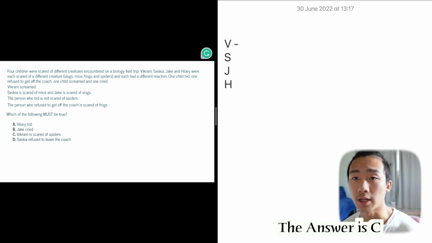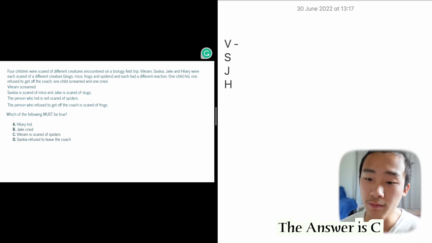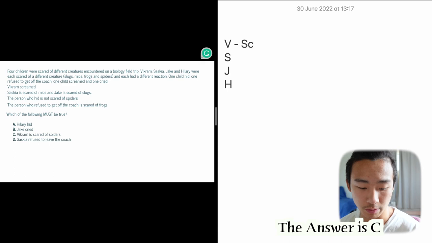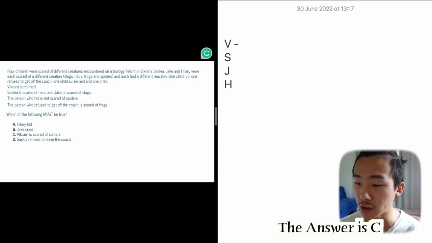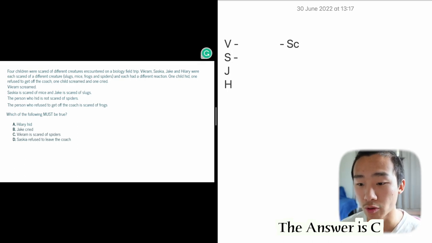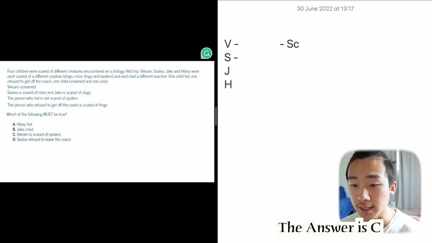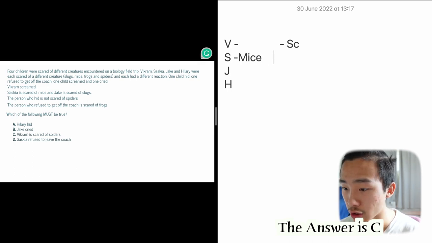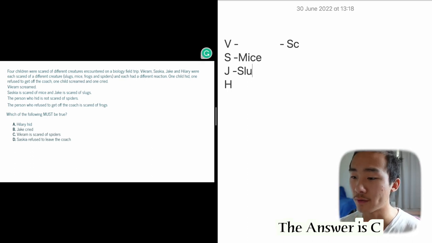So we're always going to start from the easiest one. Vikram likes to scream, so his response is scream. But we don't know the animal, and we're going to put the animal in the middle, so we're going to skip that and just scream. You can do the same process on the whiteboard, it'll be very similar. And Saskia is scared of mice, and Jake is scared of slugs. All these really easy, straightforward ones are going to make our life so much easier.